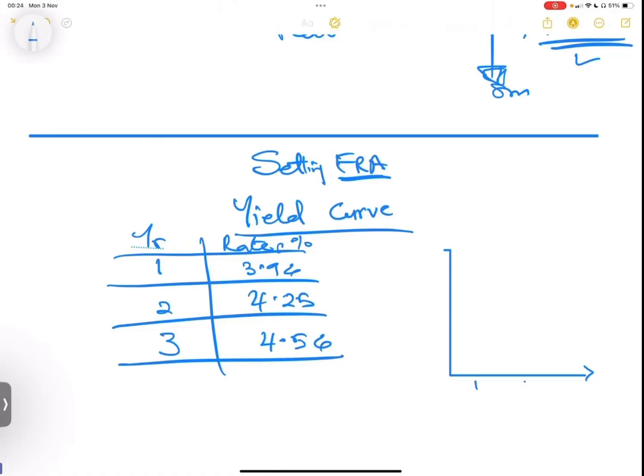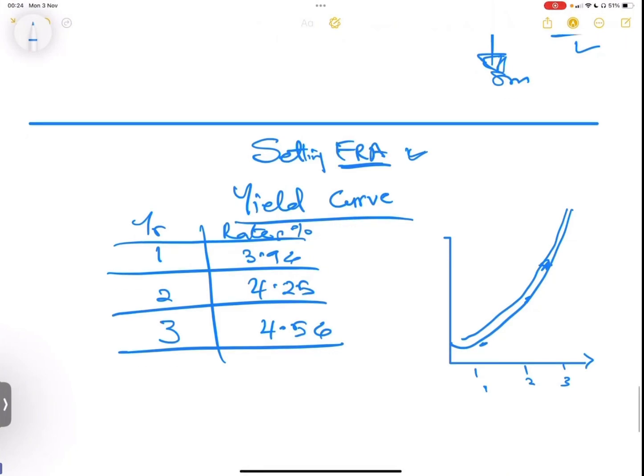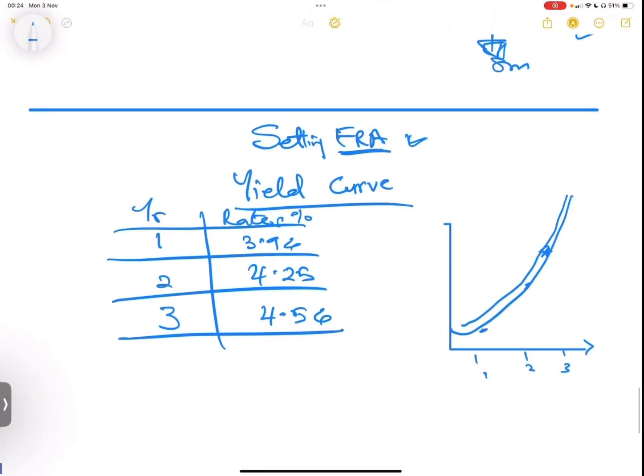So, okay, let's say it's 1, 2, 3. So three will probably be something like 4.56. This one will be like maybe 4.25. Then the lowest one will be somewhere here, and you always have something like that as a yield curve. So we're saying that if you have a yield curve, then you should be able to set your FRA. There are different things. I hope you still remember.